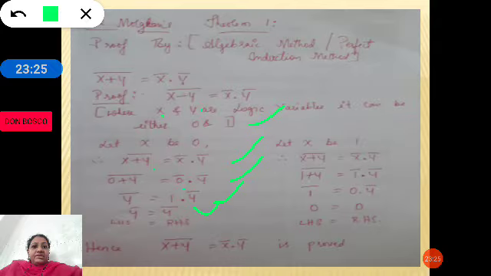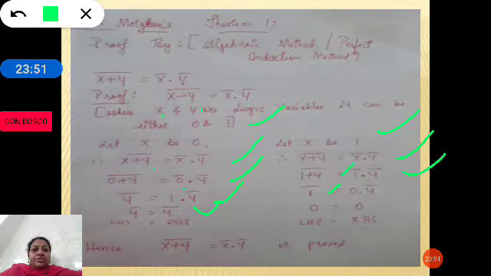So let us take x value as 1. Let x be 1. x plus y whole bar is equal to x bar ANDed with y bar. So x plus y, let us replace x with 1. So it will be 1 plus y whole bar is equal to 1 bar ANDed with y bar. So 1 plus y is equal to 1. Okay, 1 complement is 0.